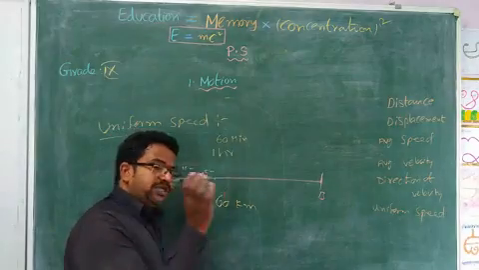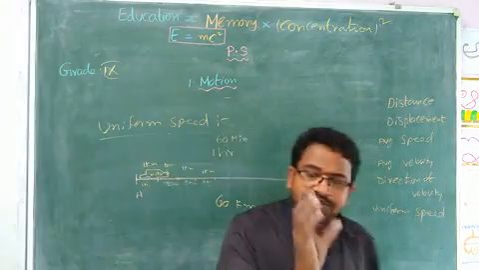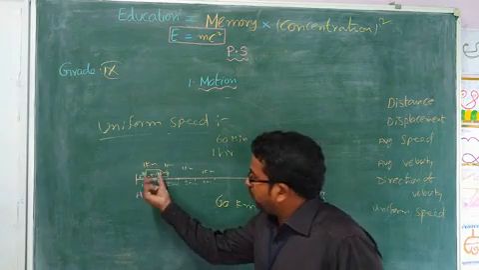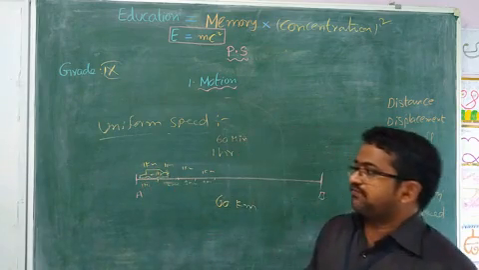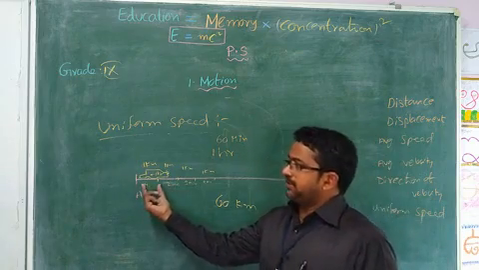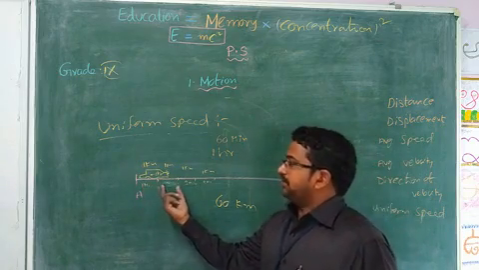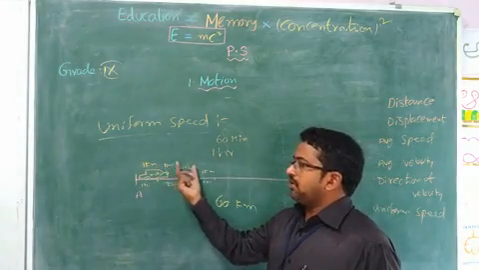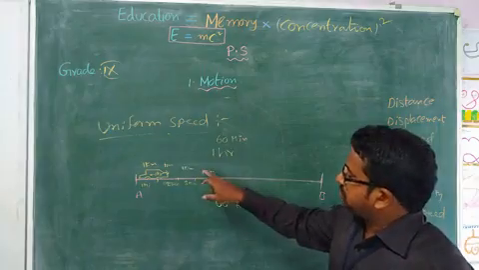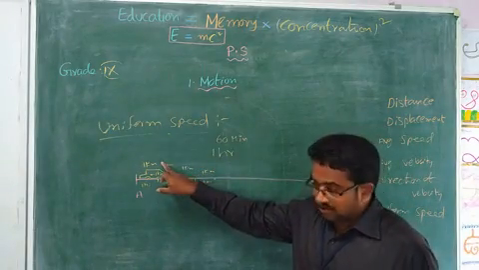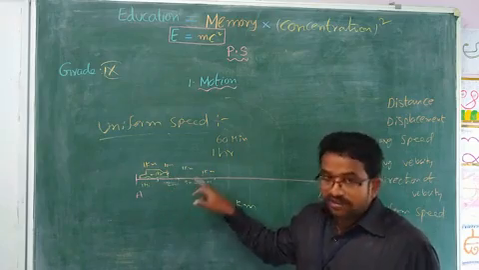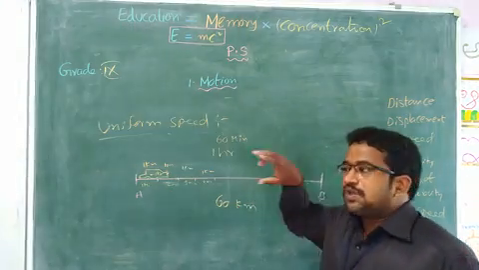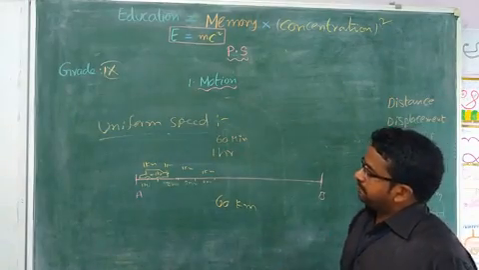So the object covers equal distances in equal intervals of time. What is the time interval here? 1 minute. Here also 1 minute. Here also 1 minute. Here 1 kilometer, 1 kilometer, 1 kilometer, 1 kilometer. So the distance is the same, and the time interval is also the same. So how can we define this uniform speed now?